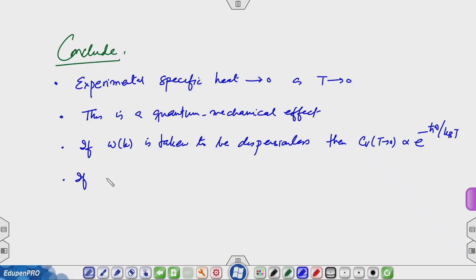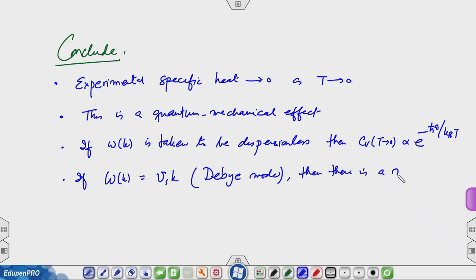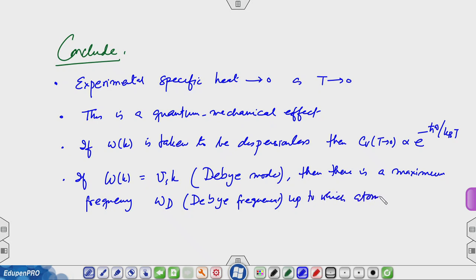And if omega k is taken to be V sound times k, which is the Debye model, then there is a maximum frequency omega d, which is known as the Debye frequency, up to which atoms vibrate. And in that case, Cv is proportional to T cube as T goes to 0.